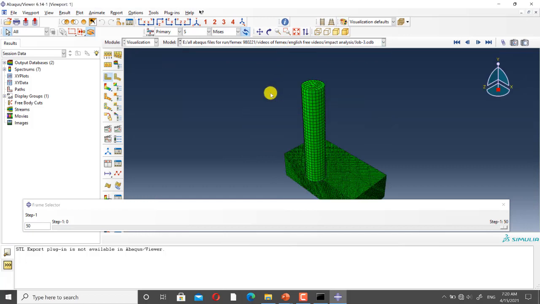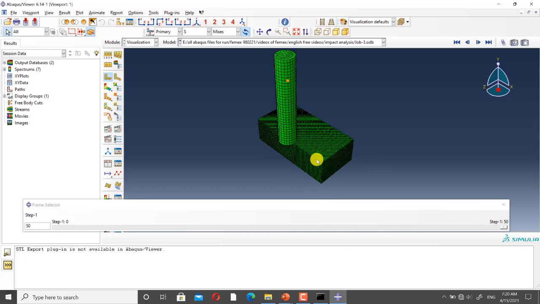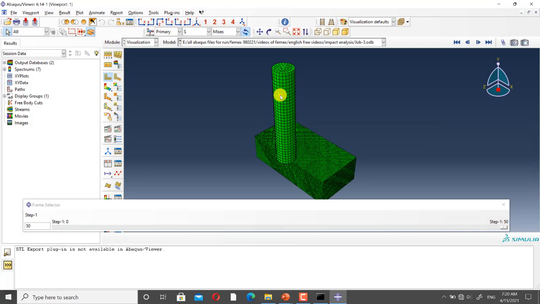In another simulation, I have assumed that the projectile is rigid. If you assume that the projectile is rigid, it's better to model it completely. But like the previous simulation, I have modeled half of the target and I have used symmetric boundary conditions. I have assumed that the Young's modulus of the projectile is much bigger than the Young's modulus of the target.